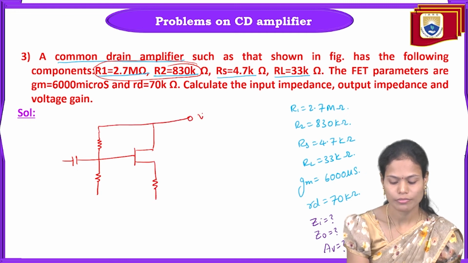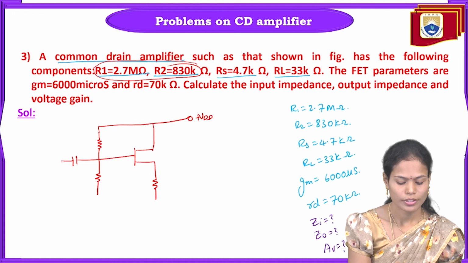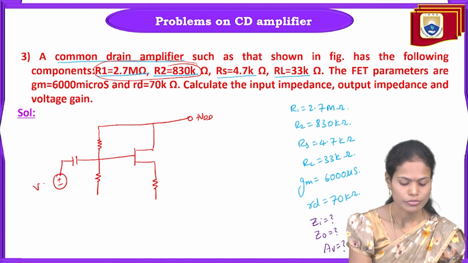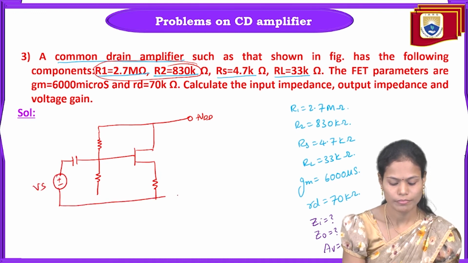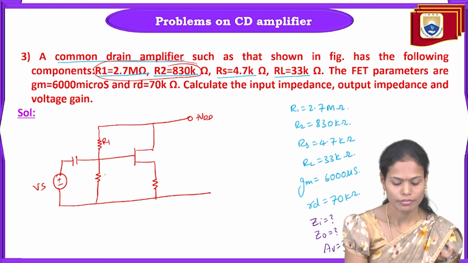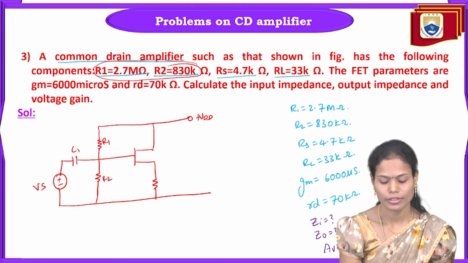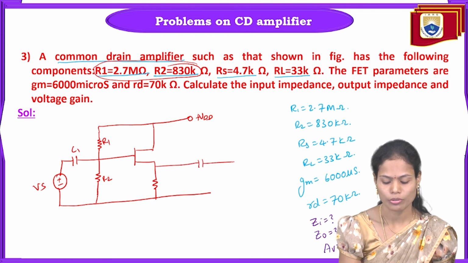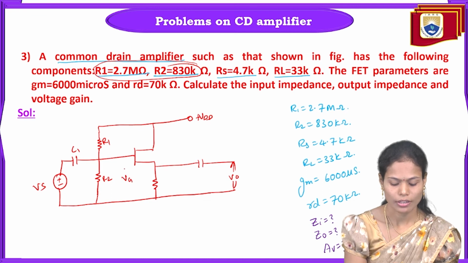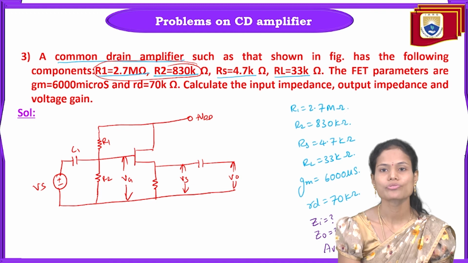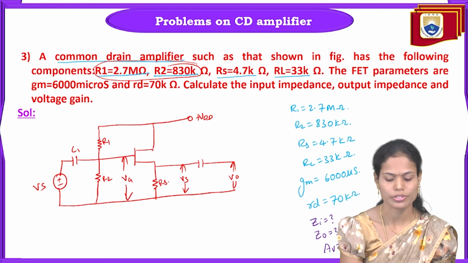So it is VDD. Here we apply the source voltage. This is R1, R2, C. And here we measure the output voltage V2. And here we are having the gate voltage, and here we are having the source voltage. This is the source resistance.